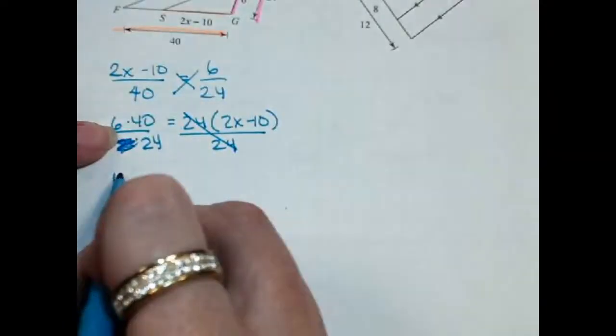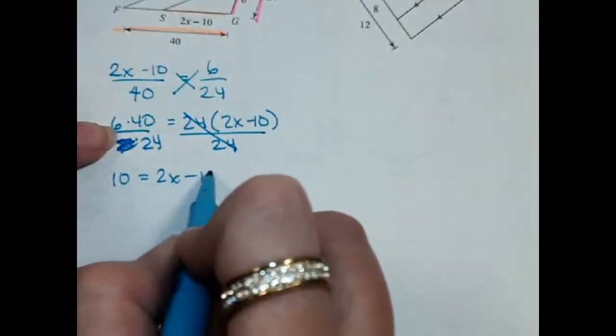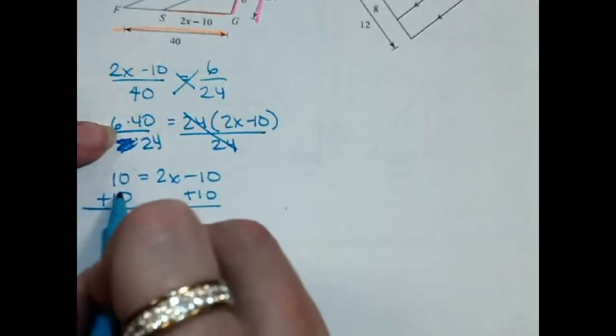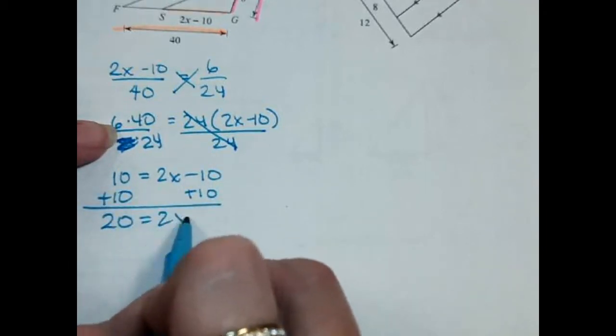And I have 10 equals 2x minus 10. But here you add 10 here. That's not going to come out 0. That's going to come out 20. And we get x equals 10.